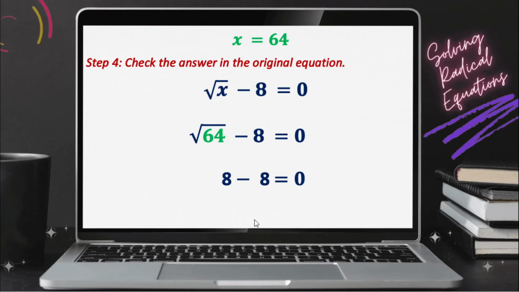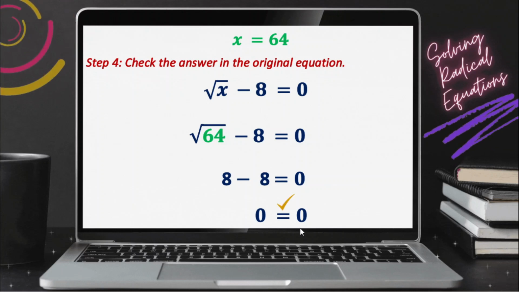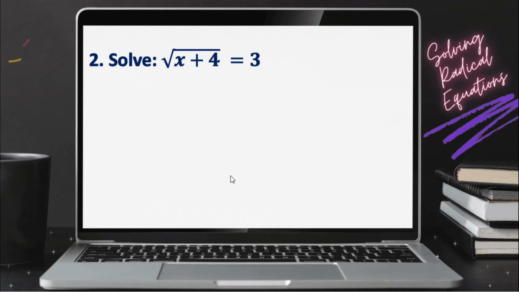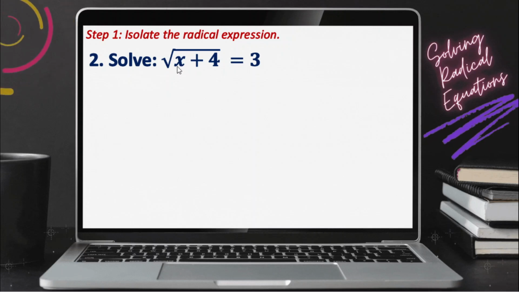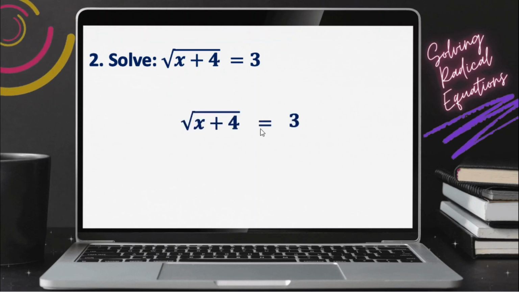And then, 8 minus 8 is 0. So, therefore, equal sila. So, ngayon, si 64 is solution ng radical equation na square root of x minus 8 is equal to 0. Equation number 2. Solve square root of the binomial x plus 4 is equal to 3. So, step number 1, since isolated na yung ating radical expression, ito square root of the binomial x plus 4, hindi na natin i-isolate.